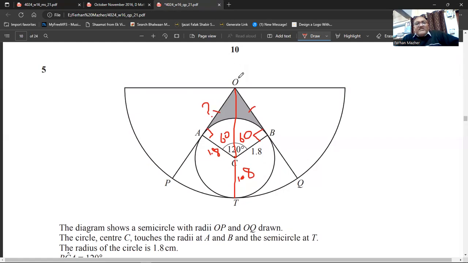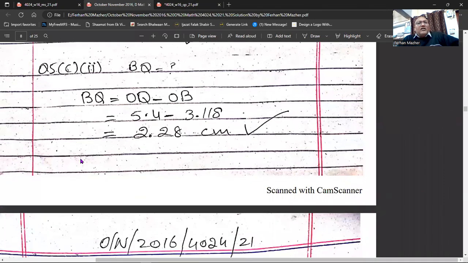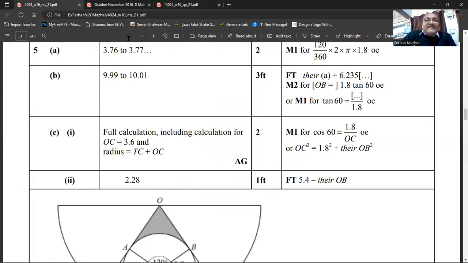So BQ. You know this OQ, that's the radius of the big semicircle. I already know what is the OB. So BQ I can find very easily. BQ is equal to OQ minus OB. OQ is the radius of the big semicircle, which is 5.4. And I know the OB, that's the length of the tangent, that is 3.118. And 5.4 minus 3.118, that will be 2.28 centimeters. BQ will be 2.28 centimeters.